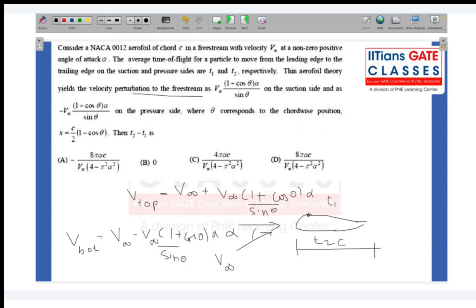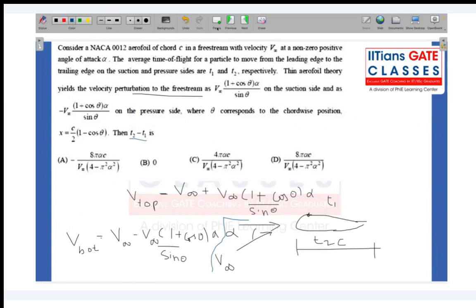So this is basically the scenario. Now they're asking you what is the difference between T2 minus T1. So we know that the velocity is slower on the bottom side. It will take more time for the particles to reach the top from the front to the back. So T2 will be larger than T1, and what is that particular value? All right, so let's just try and figure it out.